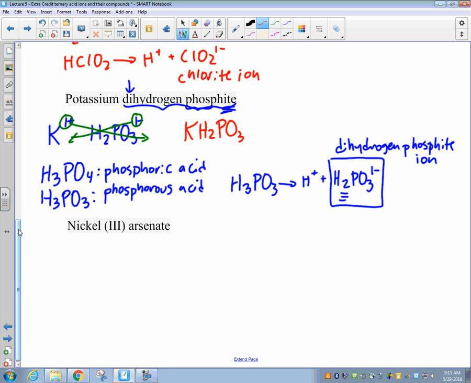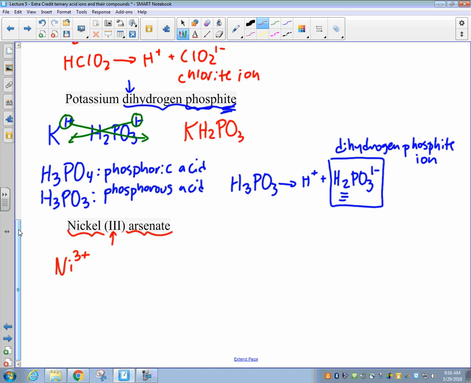And one final example here, and then we'll be done. Last example here is nickel(III) arsenate. So at this point, recognize that I've got a metal with multiple oxidation states. Please be very aware here that the 3 refers not to the number of nickels, but to the charge on the nickel ion. And then I've got a ternary acid ion. So we've got nickel(III) ions. The nickel(III) ion has a charge of 3 positive.